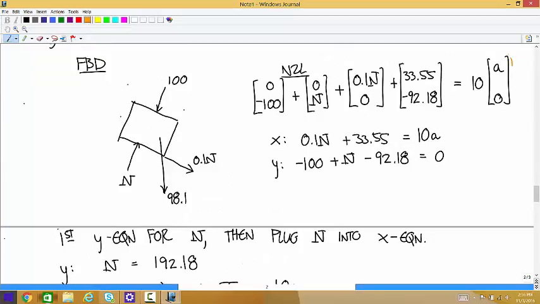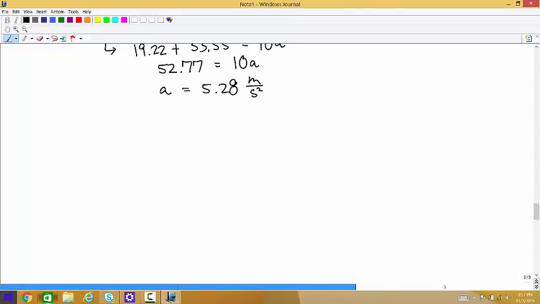Now we plug that a value into the acceleration vector. And the acceleration vector is 5.28, 0, or 5.28 in the positive x direction.